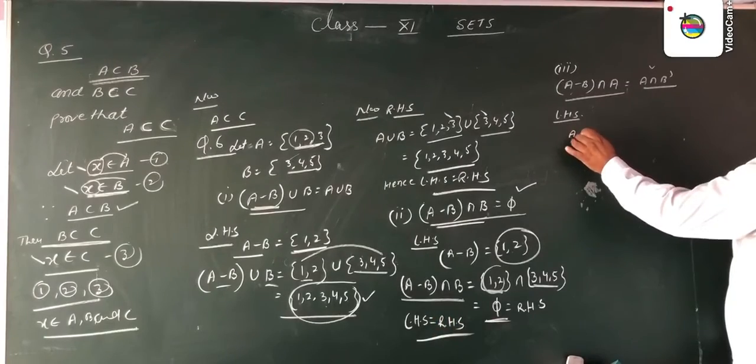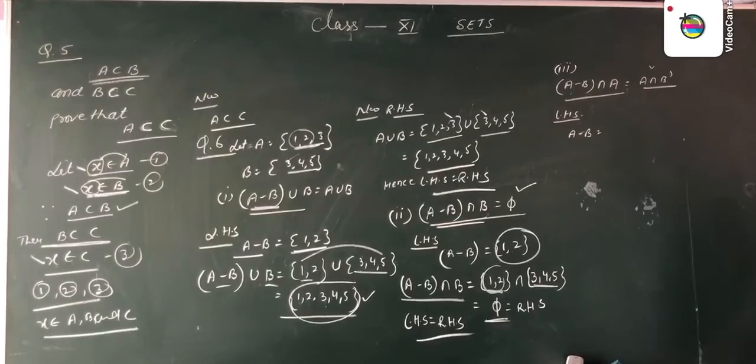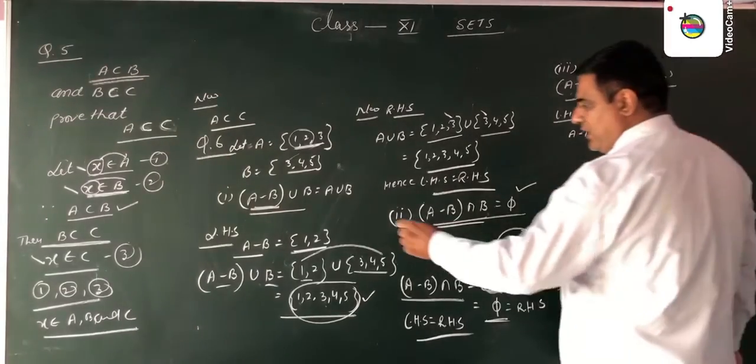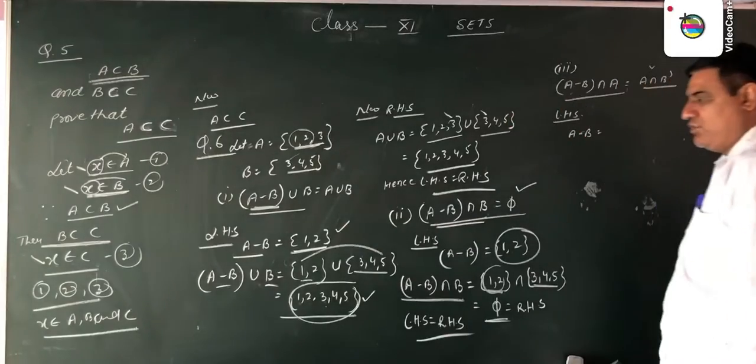Here A difference B consists of those elements which are in A, not the elements of B. We have already found this set is 1, 2.